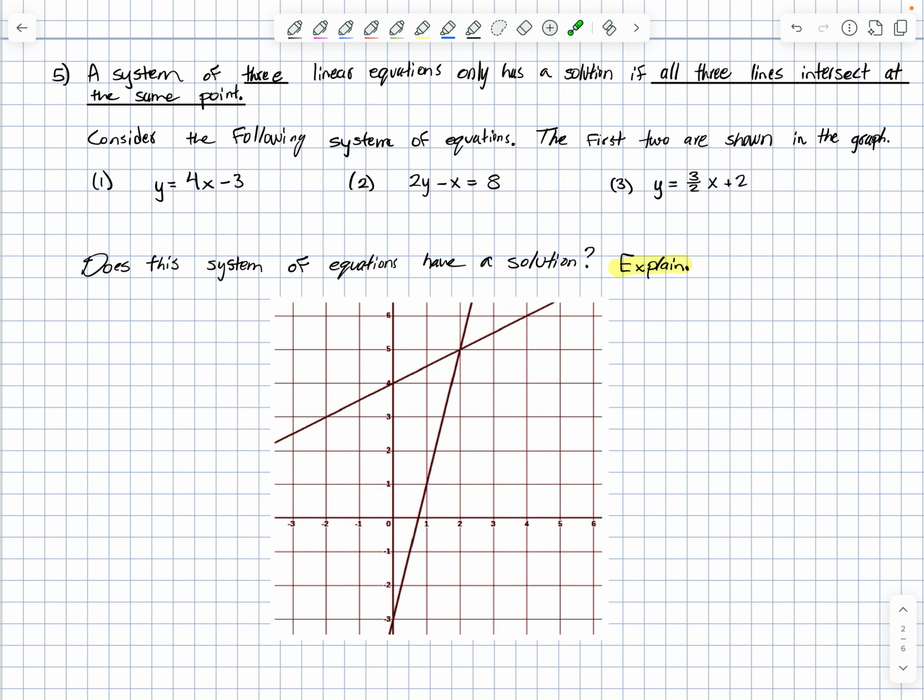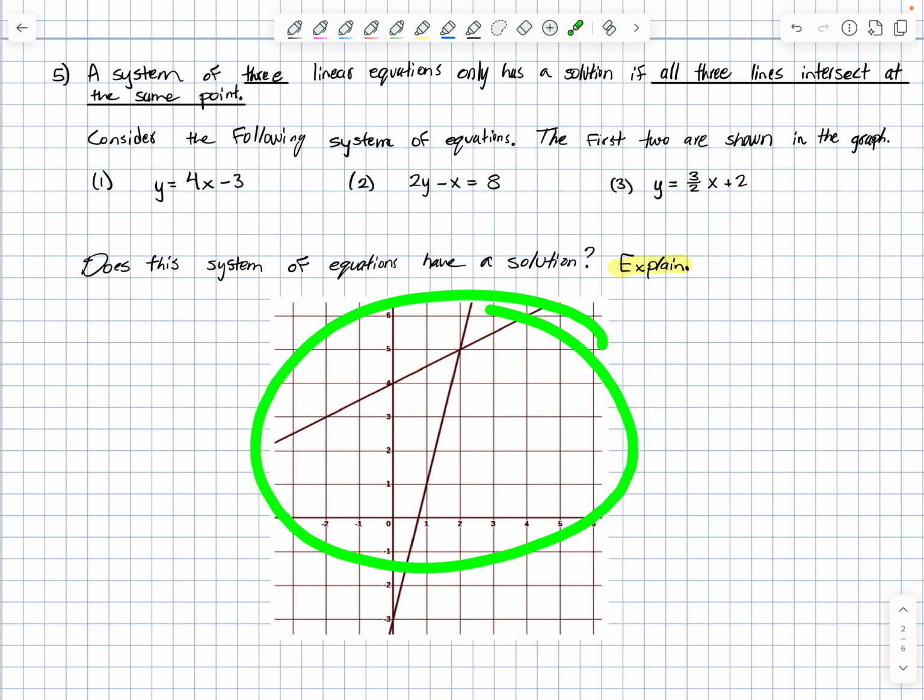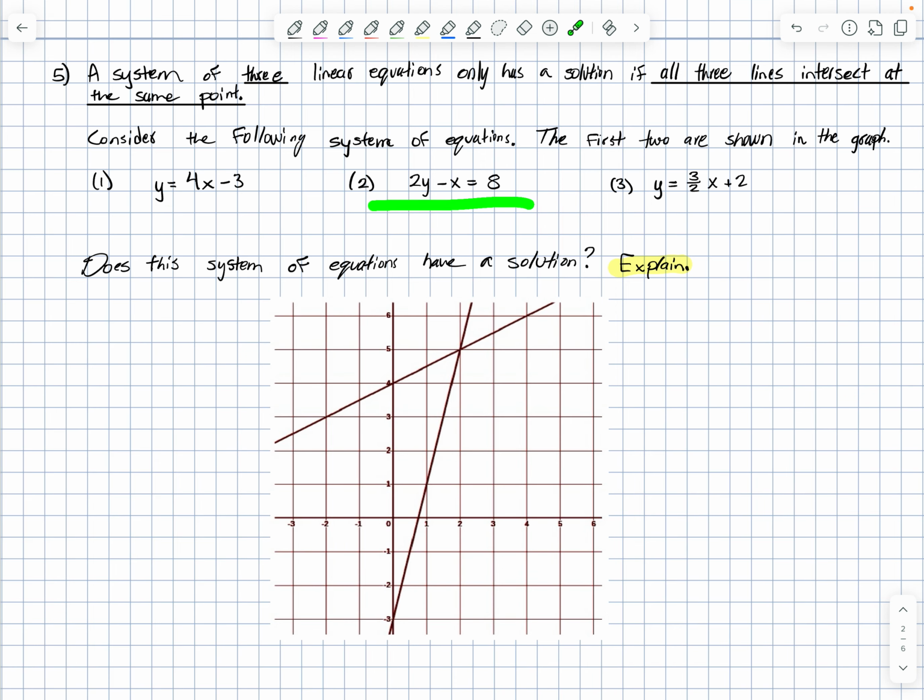Now, here, I'm giving you the equation of three lines. So consider the following system right here. The system is made up of three equations, 1, 2, and 3. The first two are shown in the graph. So I graph the first two for you. So that's this one and this one.